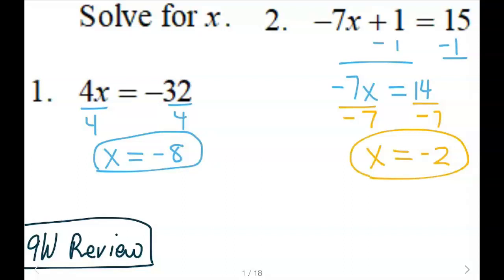You can check it by plugging it back in. You would replace the x with negative 2. Negative 7 times negative 2 is 14, and then 14 plus 1 is 15, so it does check. It does work.